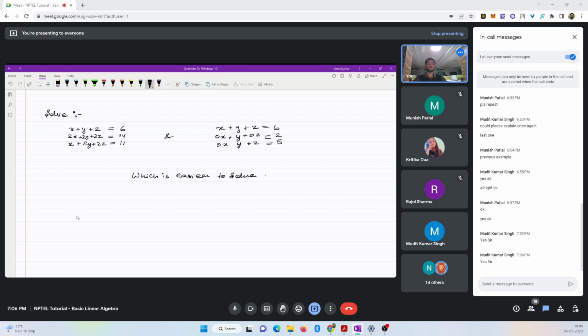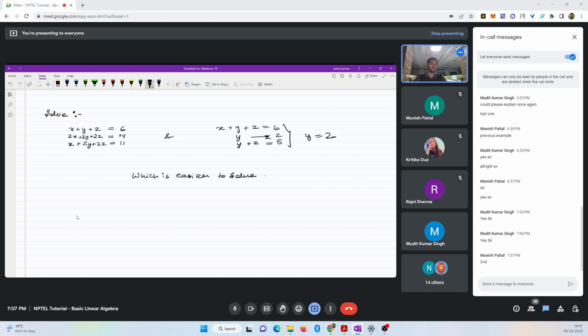Okay. And the second one, I'll remove the 0 terms. This is 0x, this is 0z, this is 0x. Which one appears to be simpler to solve for you? For me, the second one is much simpler. Because I have y available over here, I know that my y is equal to 2. I can put it directly in my third equation and get z is 3. Then I know y and z, I can put them in the first equation: x plus 5 is 6, so my x is 1. Here I would have to do elimination again and again.